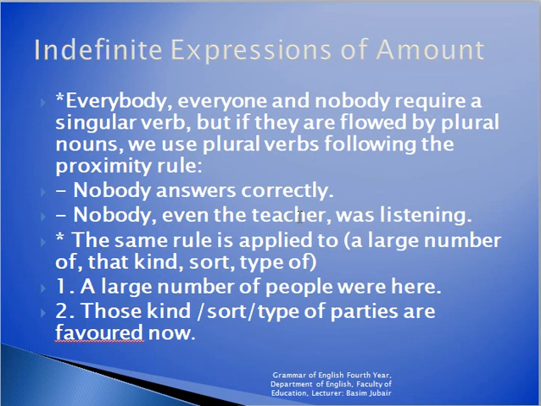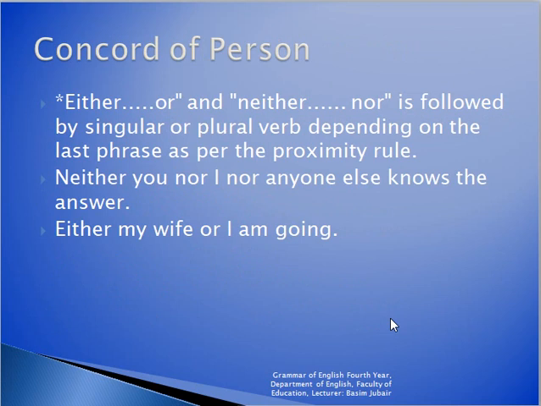Nobody, even the teacher, was listening. So the same rule is applied to a large number of that kind, sort, type of. We say a large number of people were. A large number of people, you see this? Were, proximity. Those kind or sort or type of parties are favored now. So, type of parties, you see the proximity here, are favored now.